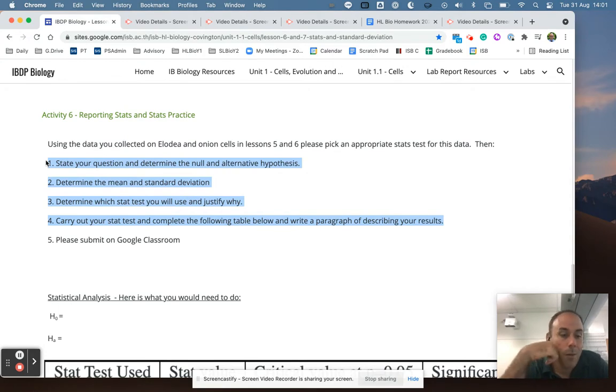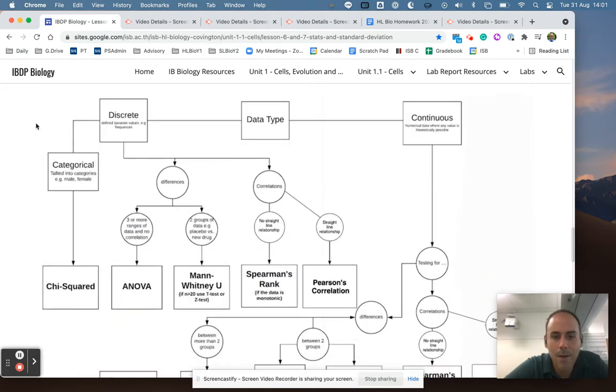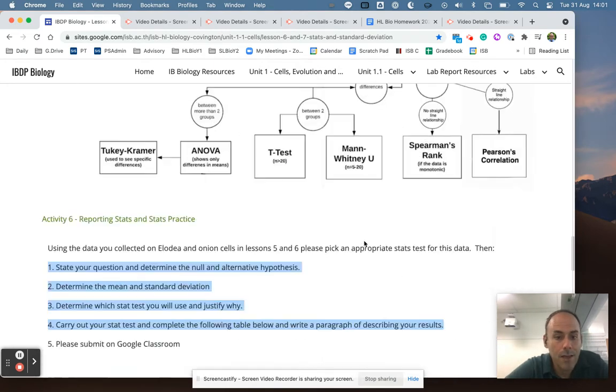And then for number 2, you determine the mean and the standard deviation. And then determine which stats test you will use and justify why. That's going right back to this table. Just follow it right through to figure that out.